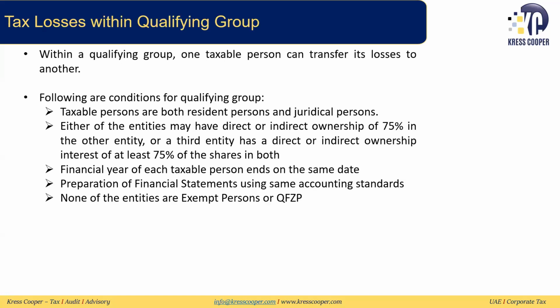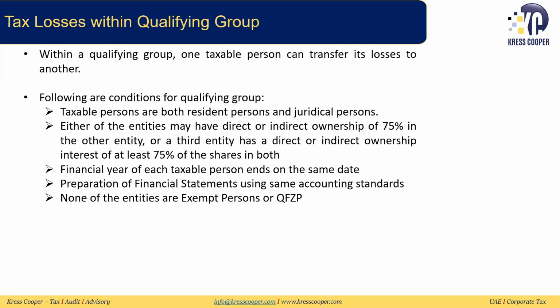So also we know that tax losses can be transferred within a qualifying group from one person to another member of a qualifying group. So what are the conditions for a qualifying group? We have discussed this many times in the past. The taxable persons both have to be resident persons, and they have to be juridical persons. Either of the entities has to have a direct or indirect ownership of 75% in the other entity, or a third entity has to have a direct or indirect ownership of at least 75% in both of the companies.